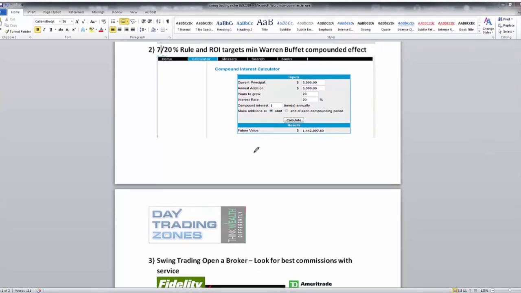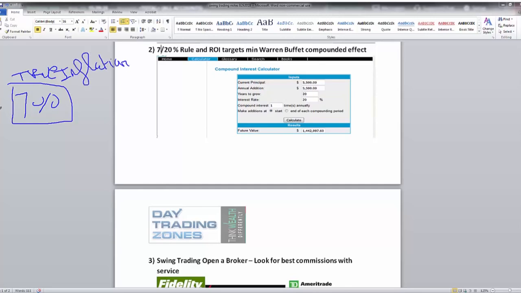7% is the minimum rate that I consider where my cash doesn't lose money. I consider the true rate of inflation to be around 7%. This is why Warren Buffett in all these books wants to beat the 7%, because below that you lose money every year. So let's say you leave $10,000 of your money in cash at the bank with no return, no ROI, you are going to lose 7% of your money every year.